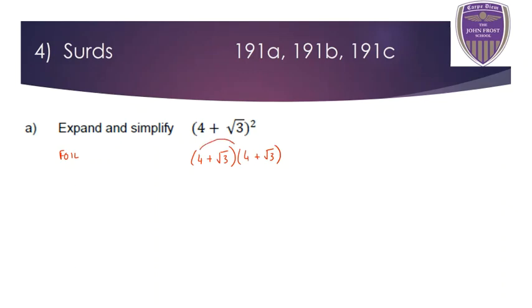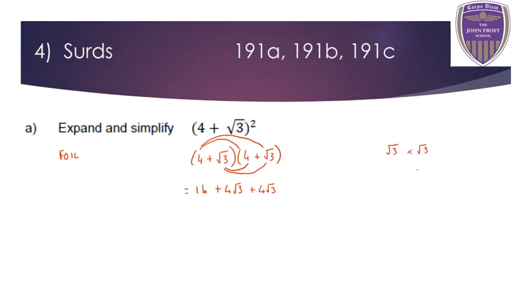So here's my first term in each bracket. 4 times 4, that's 16. My outside term is multiplying 4 by this positive root 3, so I can write that as 4 root 3. Then my inside term, multiplying these two terms together, also gives me 4 root 3. And finally, I multiply root 3 by root 3.